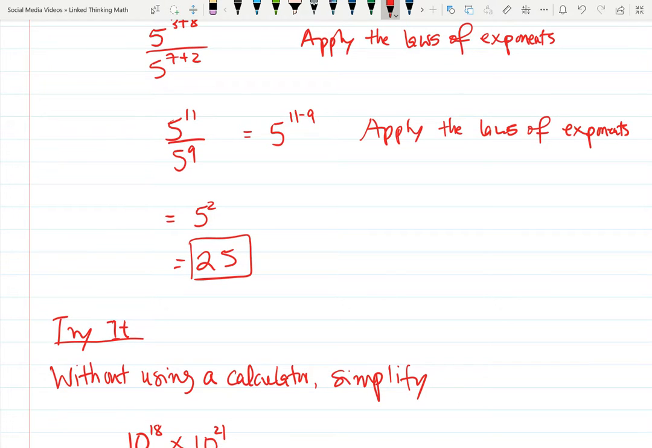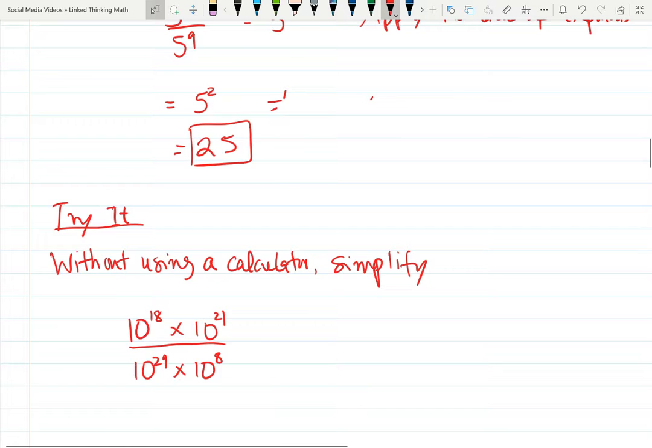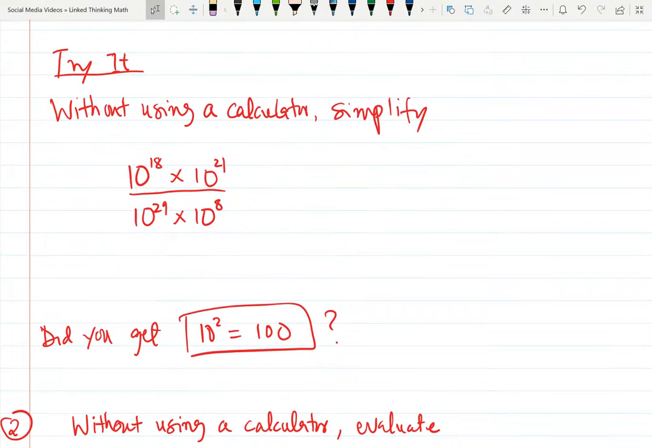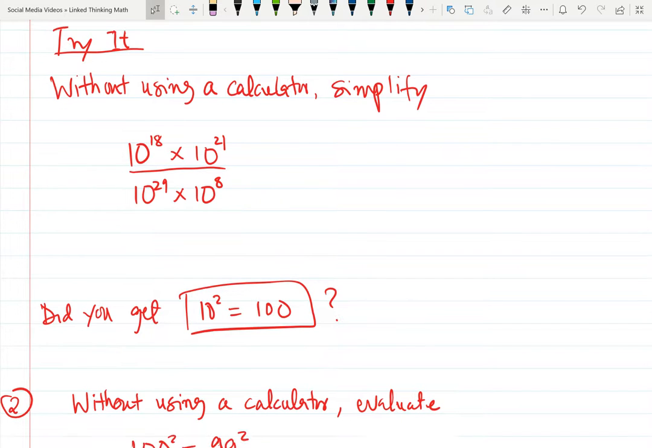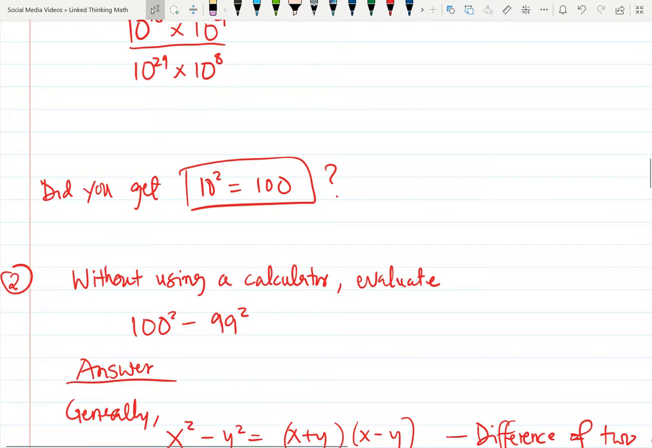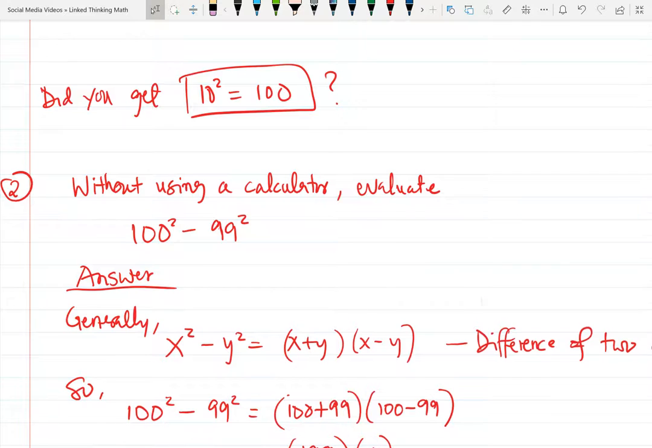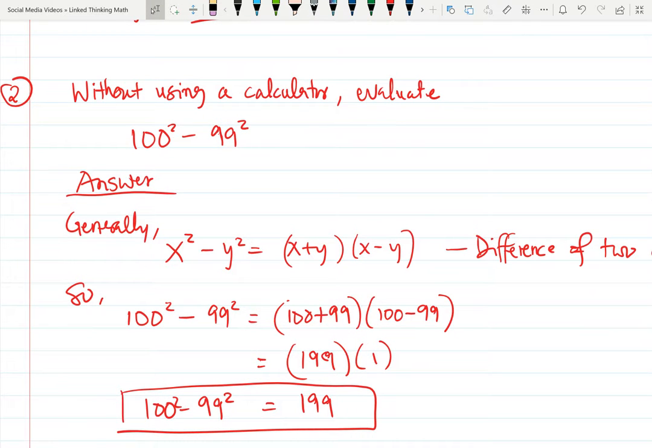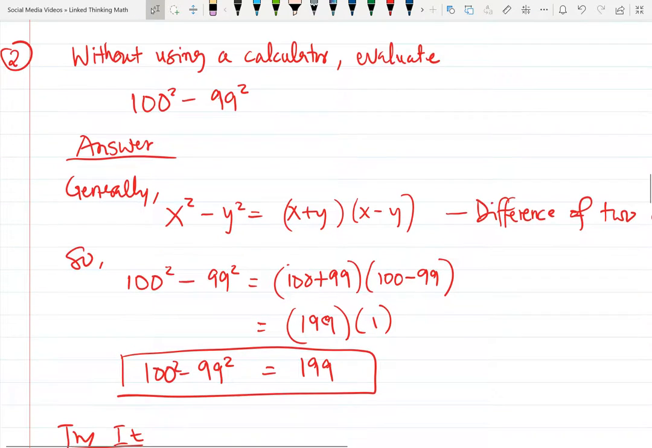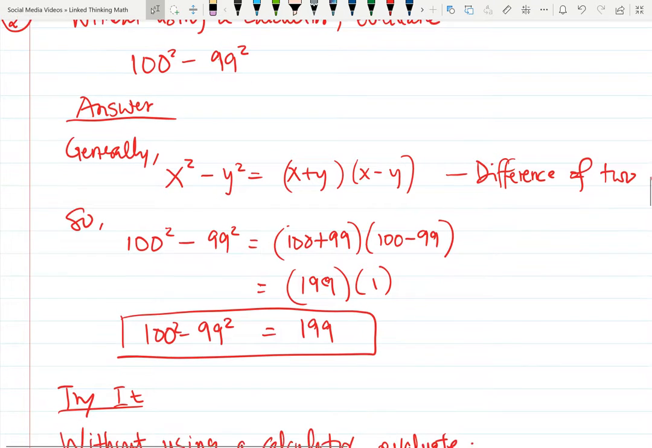5 squared is not the same as 5 times 2. That is 10, this is 5 times itself. Okay, now try this. First apply the first law of exponents to the numerator and denominator, then do the second one, and you should end up with 10 squared, which is 100. Okay, without using the calculator, evaluate 100 squared minus 99 squared.